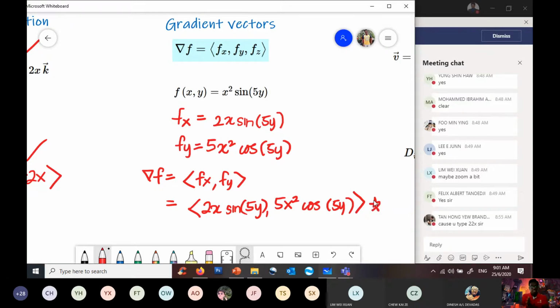Of course, you can try to plot this vector and see how it looks. But the idea is you are seeing a vector as the final answer here. This vector will be used for so many other purposes when you learn higher modules after this. So gradient vector is a very important concept. Now, actually there's supposed to be an fz, right? But in this case, there's no fz because there are only two variables. If you have three variables, then of course, you have fx, fy, and fz.